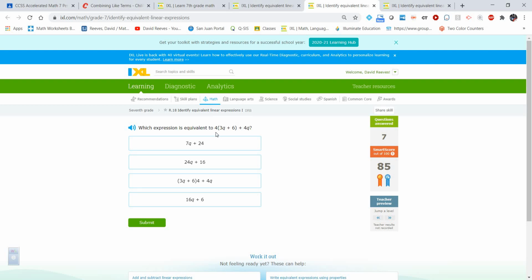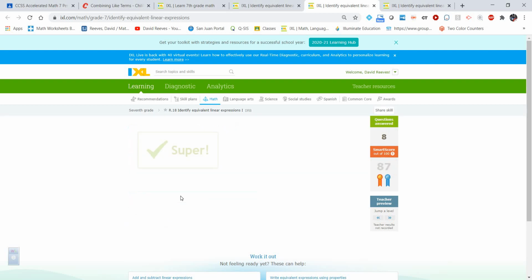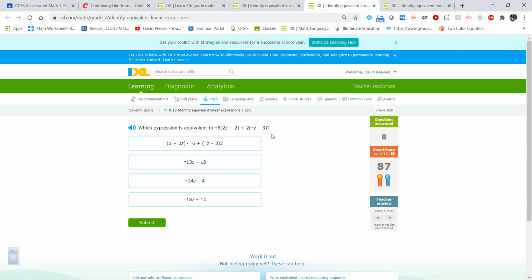Not yet. Okay, distribute before we combine like terms. 4 times 3q, that gives me how many q's? 12 q's. 12 q's plus 4 q's, that's 16 q's. All right, 16q. Let's see, 4 times 6 is 24. Wait, that's not right. So it is 16q, but it is 16q plus 24. How about this one right here? Will this one work? 3q plus 6 times 4 plus 4q. Yeah, so in this case, we couldn't simplify. We simply had to match it to one that was written differently.